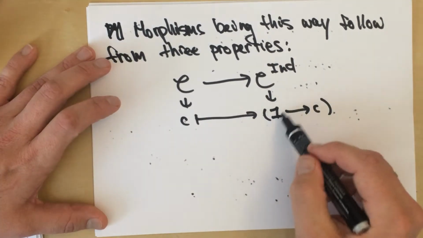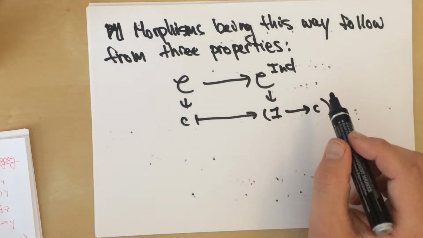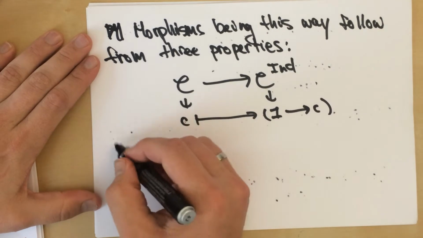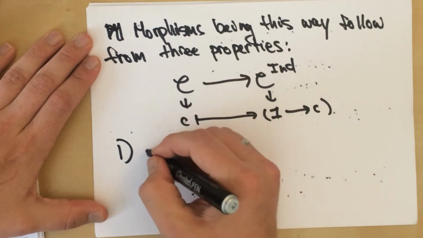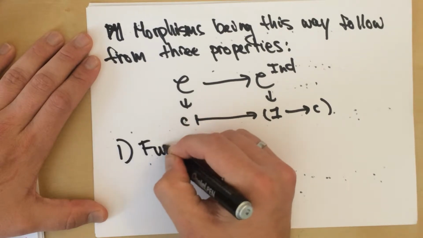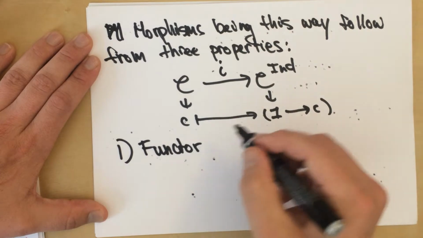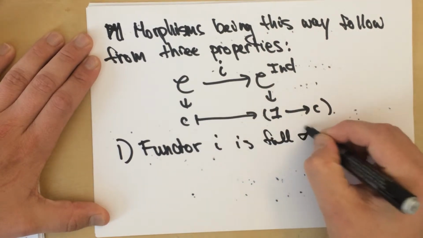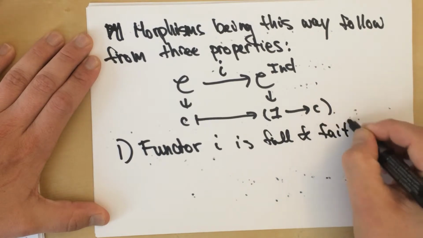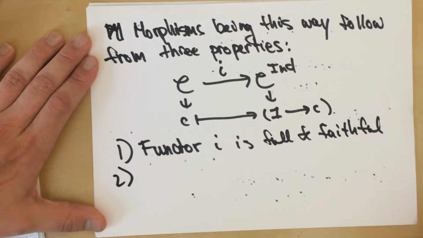So this is a functor from this stupid category with one object into C. And so what are we going to require about this thing? So the three properties are that this functor is full and faithful. Let's call this I. So this I is full and faithful. And faithful. So this means that the Hom sets are going to be essentially the same thing.